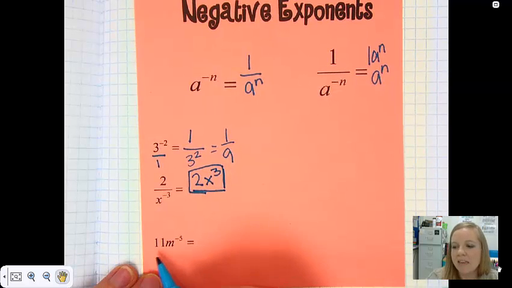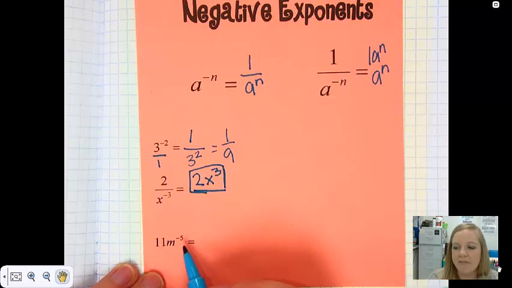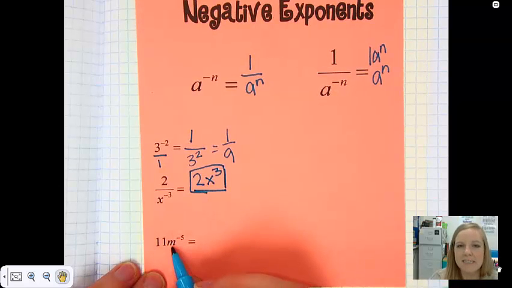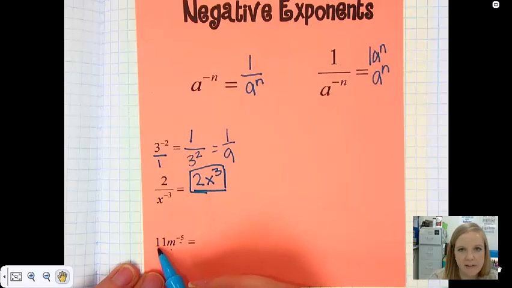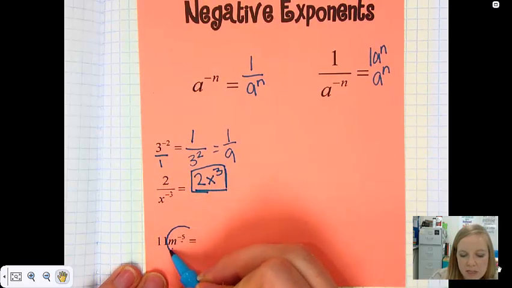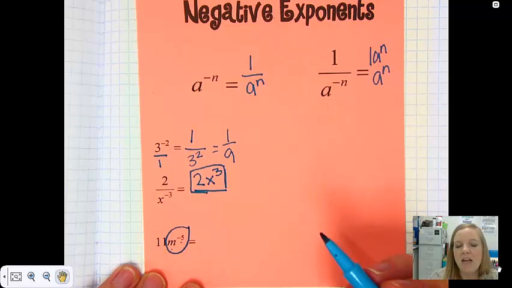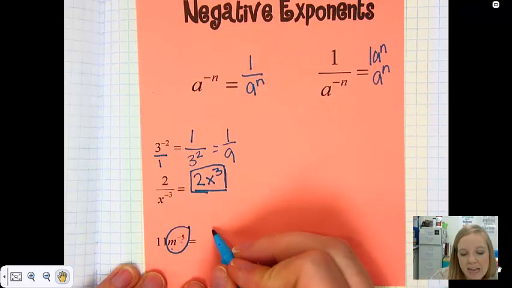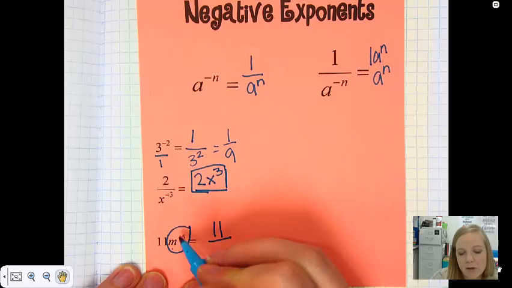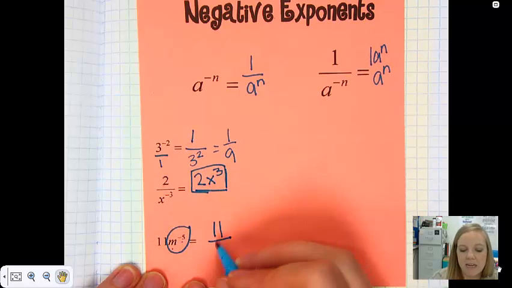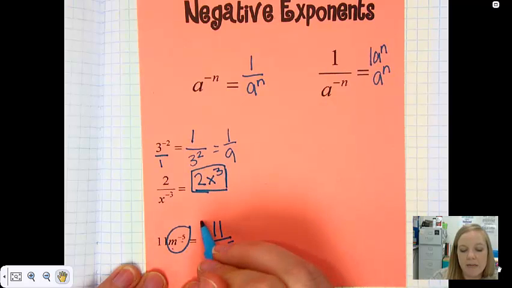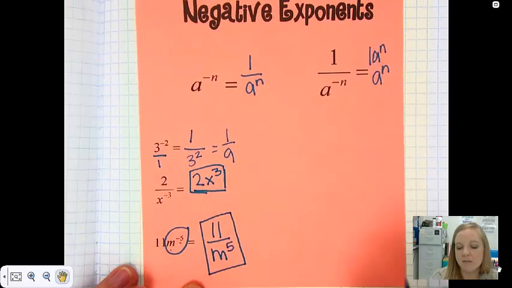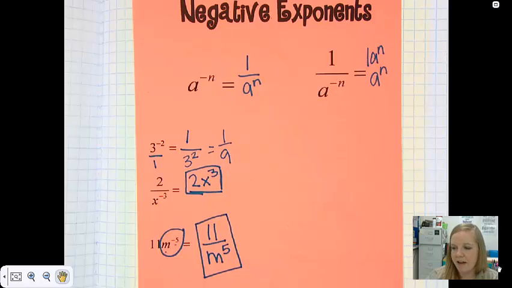All right, 11m to the power of negative 5. Now, only this m is raised to the power of negative 5. The 11 is just 11. So this is my base and my exponent that's going to have to move. So 11 is going to stay on top, and I'm going to move m to the power of negative 5 to the bottom, and when I move it to the bottom, it becomes happy. 11 over m to the power of 5.